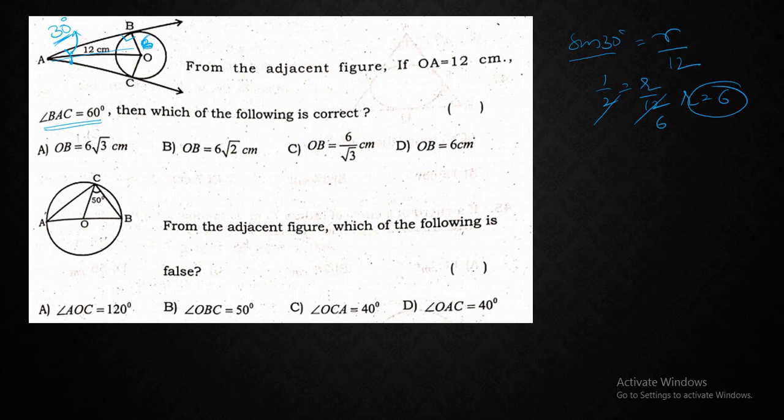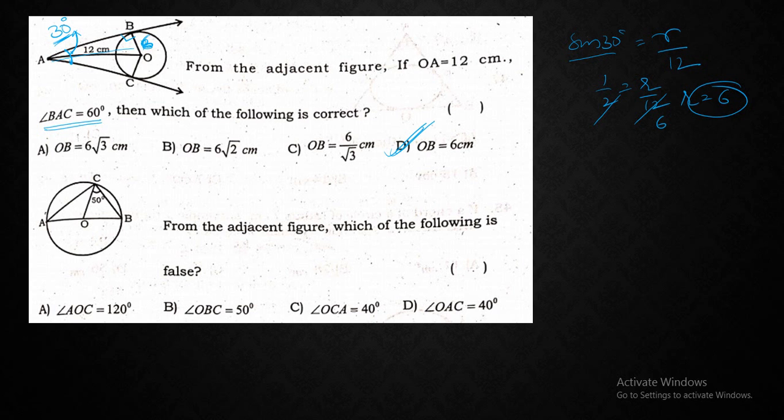Now in the options he is asking about OB. OB is nothing but 6. So the answer is 6 centimeters. Next, from the adjacent figure, which of the following is false? Angle AOC is equal to 120 degrees.